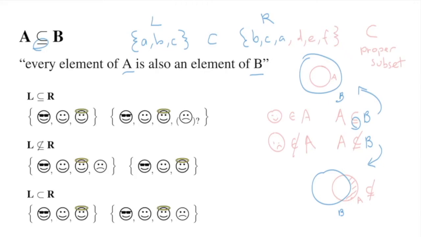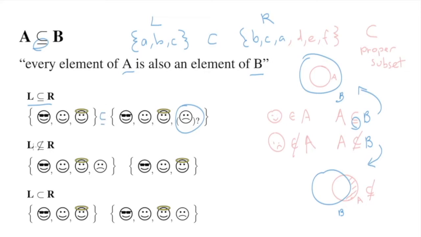So let's look at a summary. We've got three types of situations here. We've got L is a subset of R. That means that all the elements of L, all the elements of the set on the left, have to be in the set on the right, and the set on the right may or may not have additional members beyond the set on the left. So the horizontal line is leaving open the possibility that the two sets are equivalent.